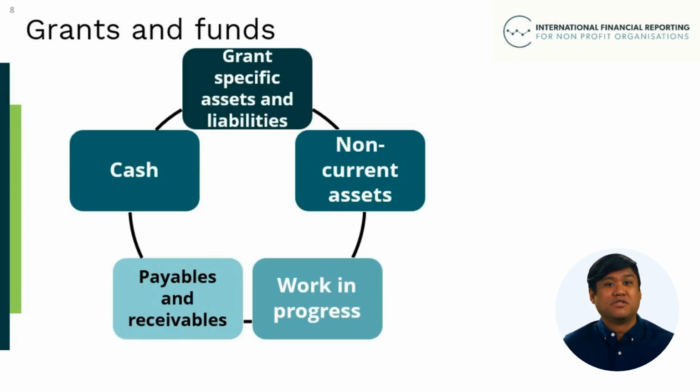Many grant arrangements could be considered to be a fund. To be a separate fund, an NPO must be able to identify the grant-specific assets and liabilities associated with each grant, including non-current assets such as plant and equipment, and work in progress. Payables, receivables and cash associated with each fund should also be tracked. This is because at the end of the grant arrangement, any remaining cash or other assets may need to be returned to the grantor, or may need to be identified as being available for other purposes.